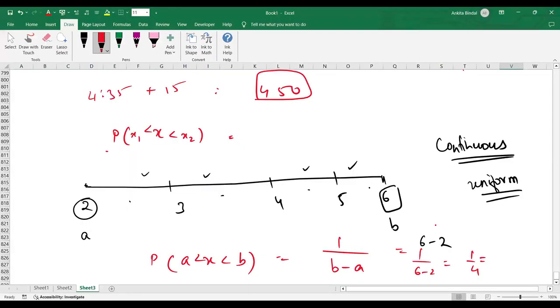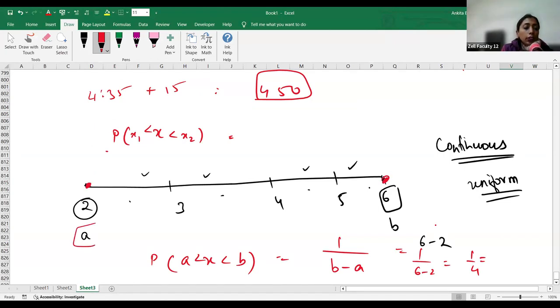Right, ma'am. So I'm saying that the values are between 2 to 6. So 2 is your A and B is your 6. If you want to find the probability of each of these distances, then how did you find it? Orally, I asked you to do it. So what did you do? You counted the gaps 1, 2, 3, 4, and you divided 1 by 4.